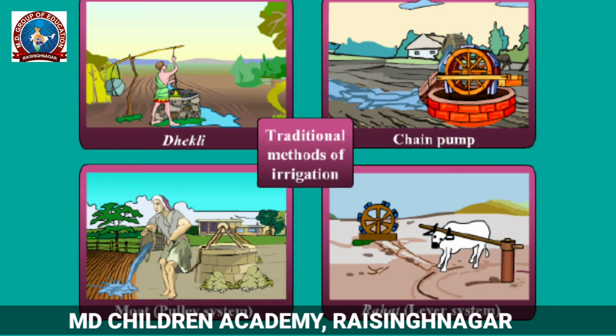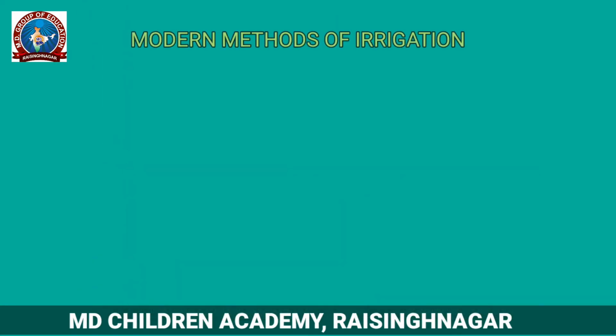First, we are going to discuss some traditional methods of irrigation. These methods were adopted by the farmers to irrigate their fields. Some of these are the Dhekli system, chain pump system, moat or pulley system, and rahat. In these systems, cattle or human labor is used. So, these are cheaper in cost and less efficient.